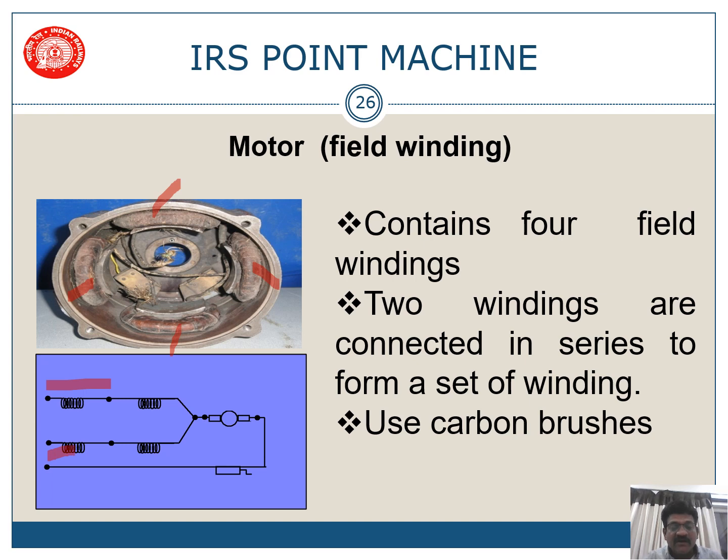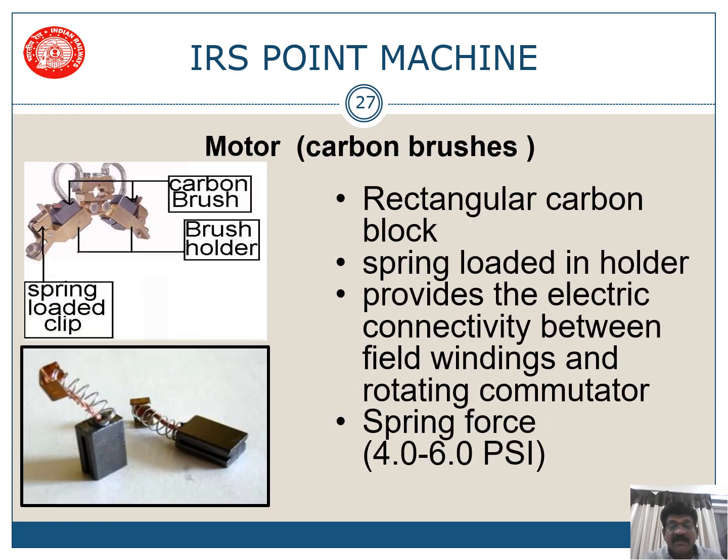And this is your negative side with crank handle cutout contact. This is your positive side. It contains 4 field windings. 2 windings are connected in series to form a set of windings, and we use carbon brushes for this one. So these are the carbon brushes that are generally used, available in the open market also. Spring force shall be 4 to 6 psi.